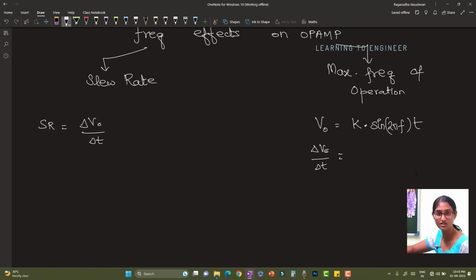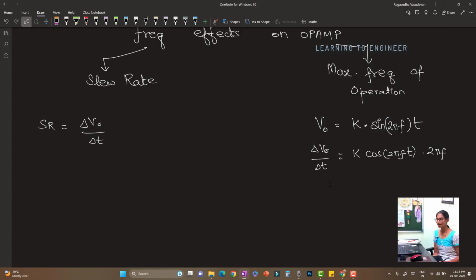So when we differentiate, this is k cos 2 pi f t into 2 pi f. The maximum rate of change of output is what we are trying to find, in order to find the maximum optimum frequency to get this output. Okay, so I'll break this down into another step.